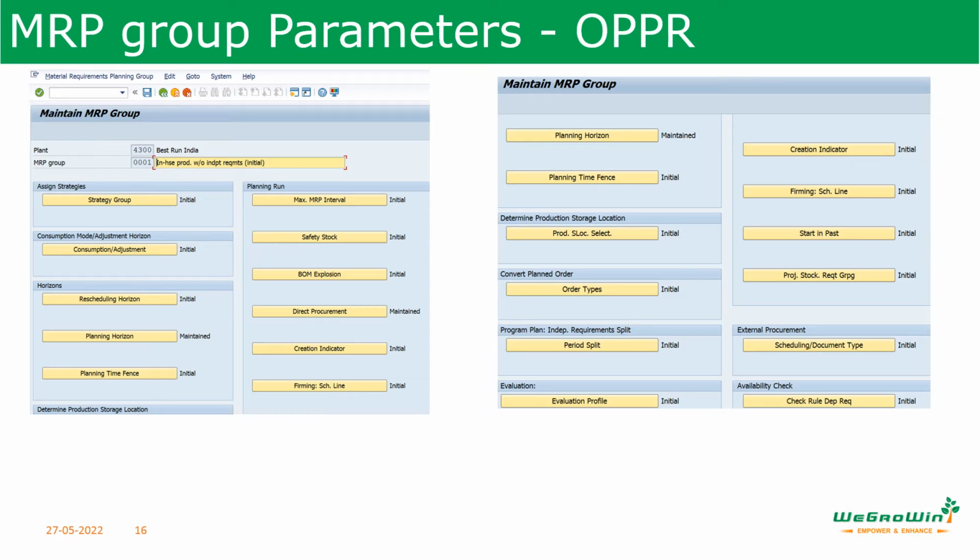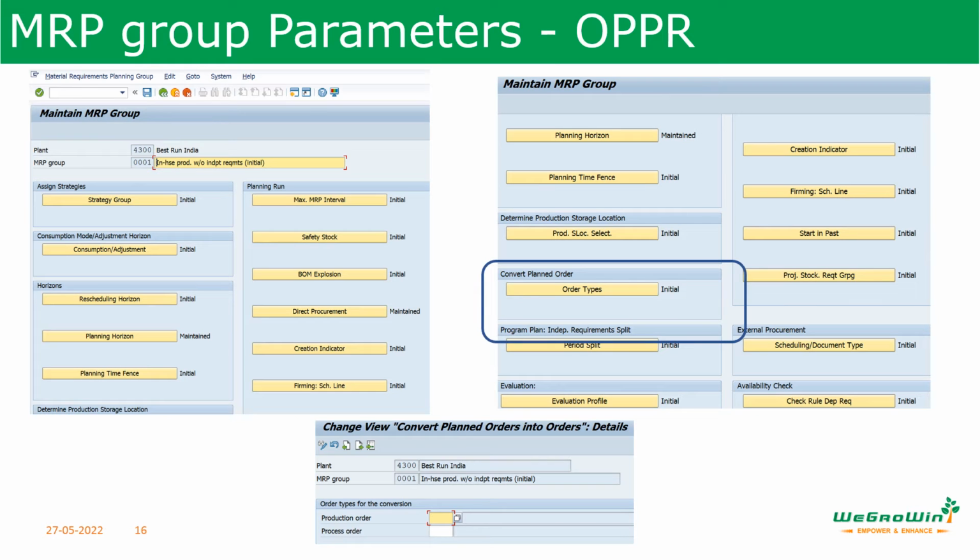Please click all these parameters and understand how they are defined, because instead of defining all these parameters individually, by defining them in the MRP group and then assigning the MRP group in the material master, you can bring all the settings here. See, for example, the order types. What is the order type which has to be the default whenever the material is converted into a production order? This is defined here for this MRP group.